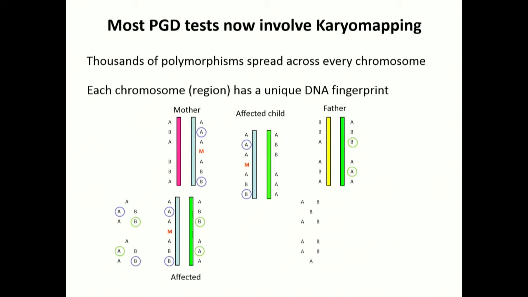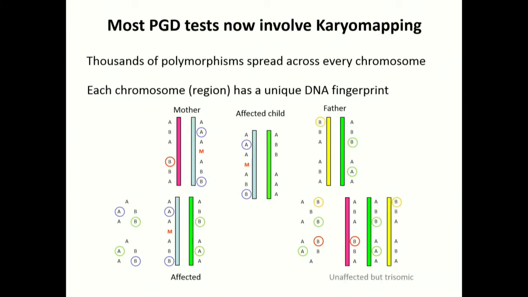Of course, we can also get results like this. Here again, we have results suggesting the presence of the paternal green chromosome. Happily, this time, no evidence for the mother's blue chromosome. Her pink chromosome seems to be there, so this embryo should be unaffected. But unfortunately, there's also evidence for the father's yellow chromosome.